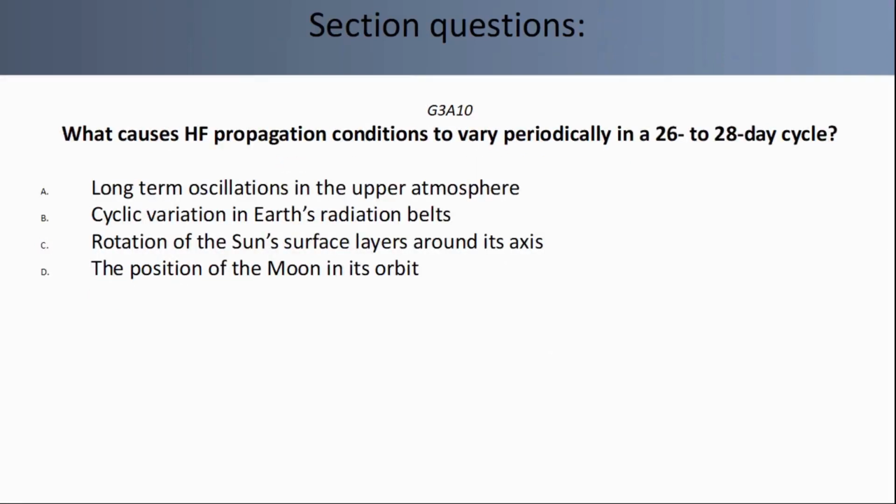What causes propagation conditions to vary periodically in a 26 to 28 day cycle? Long-term oscillations, nope. Cyclic variation of the Earth's radiation belts, no. Rotation of the sun's surface layers around its axis. That goes around and comes back again in 26 to 28 days.